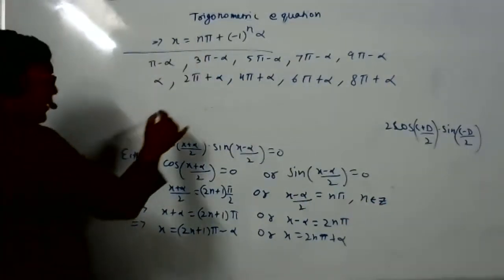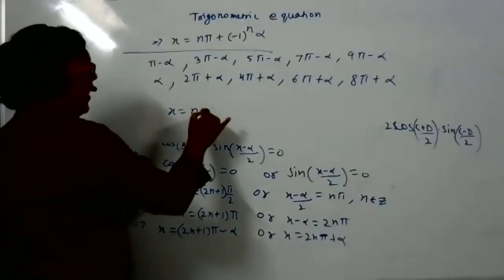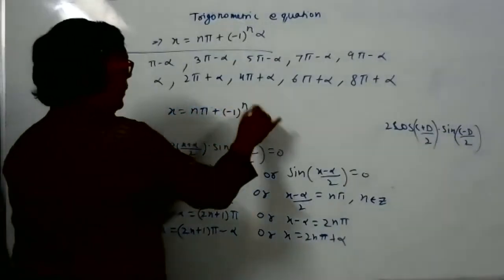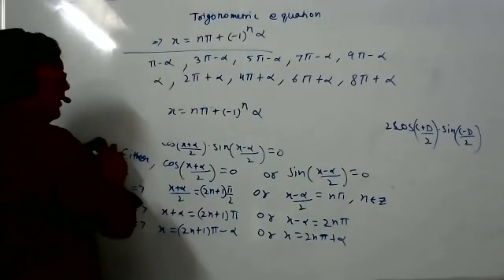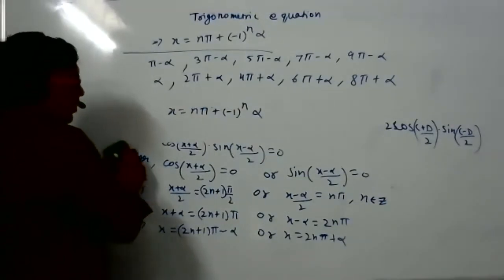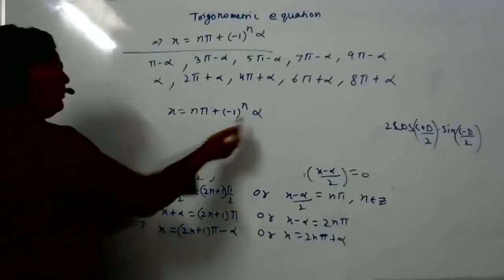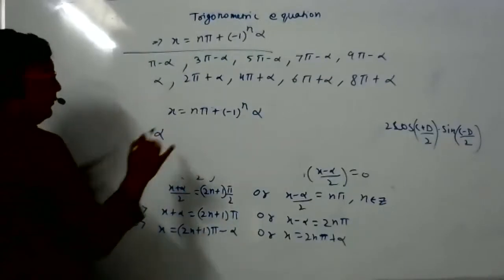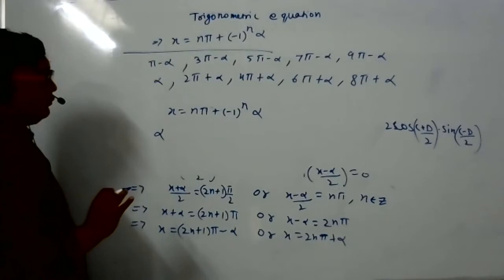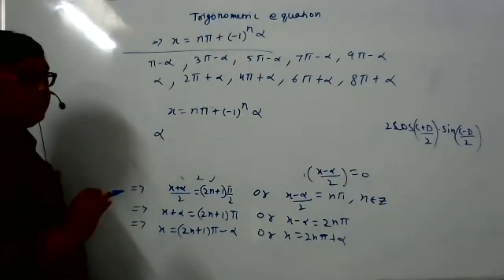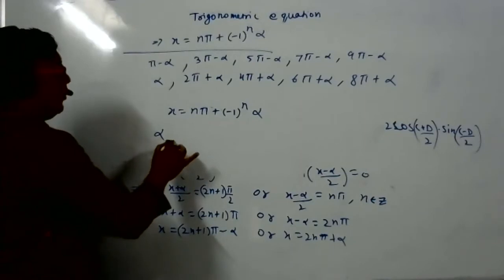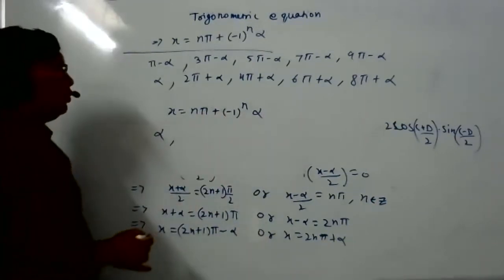How? Now see here, x is equal to n pi plus minus 1 to power n alpha. Put n is equal to 0. How much will you get? Student, put n is equal to 0 and tell me how much you will get. One. You will get alpha. Yes or no? Yes, sir.